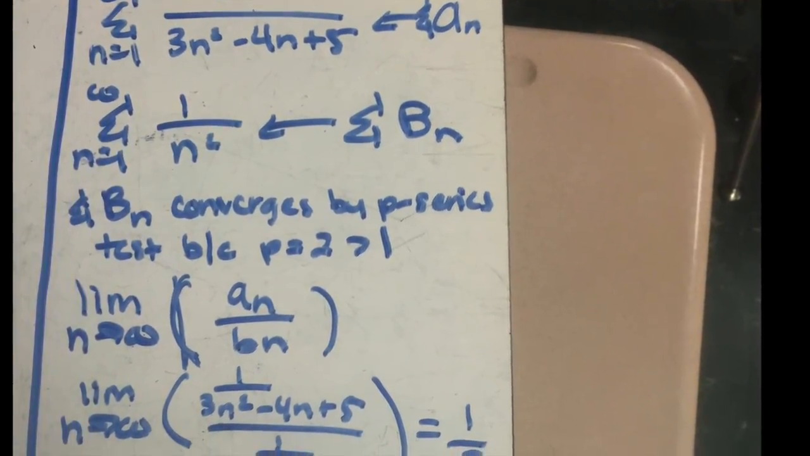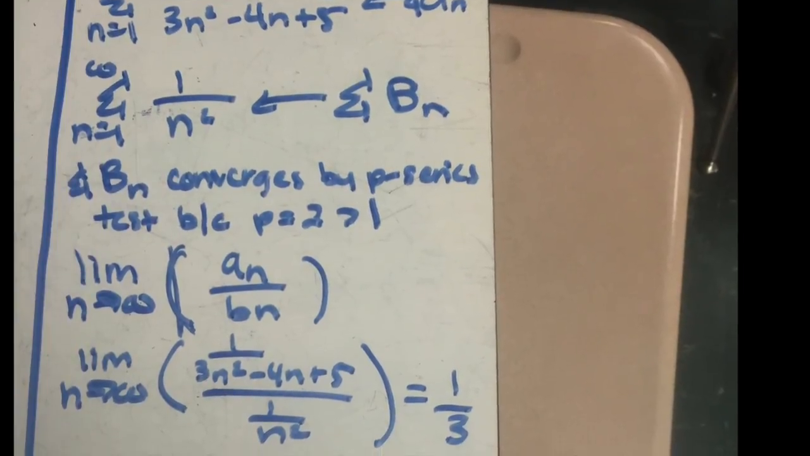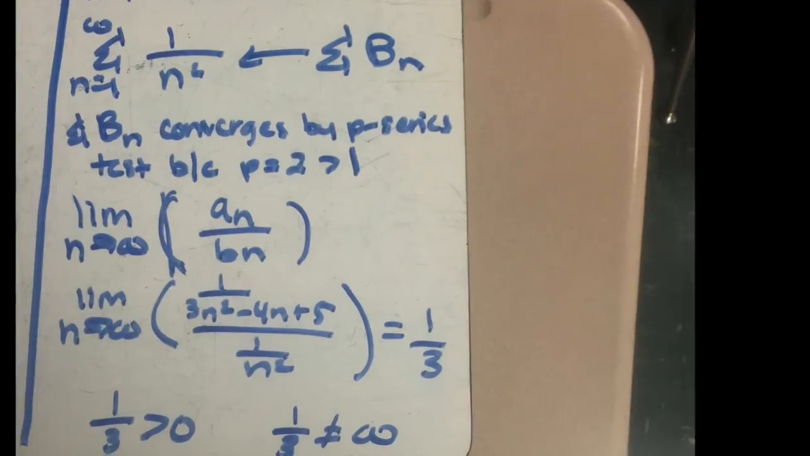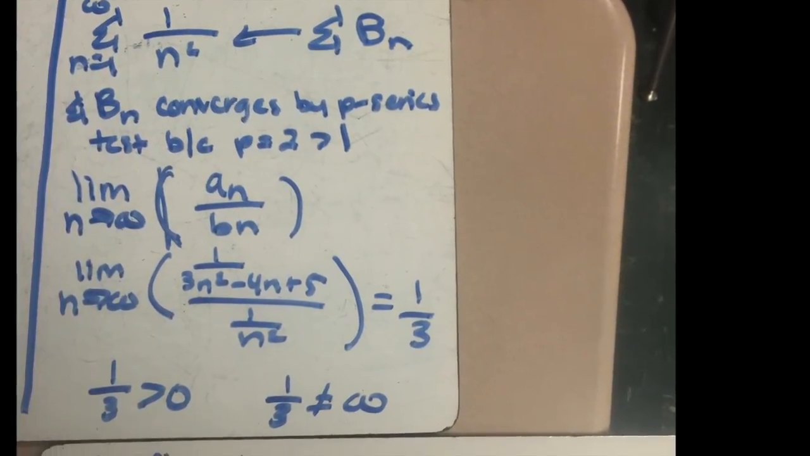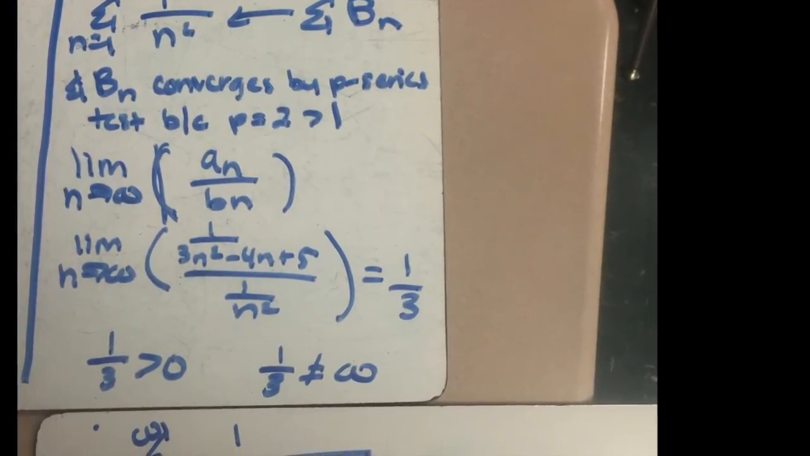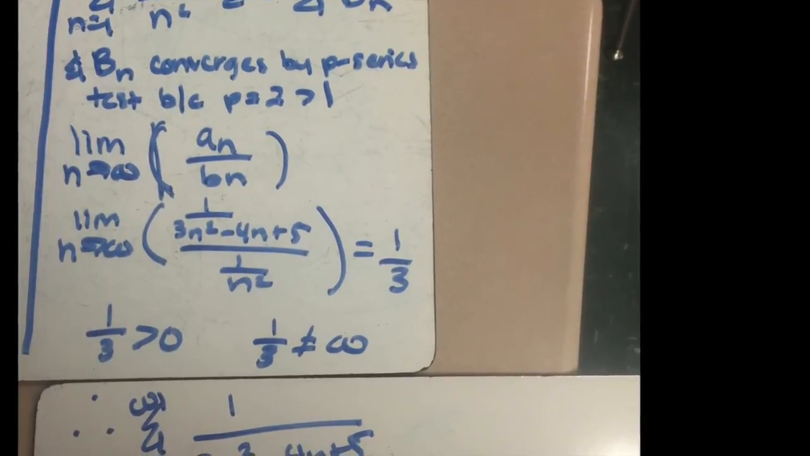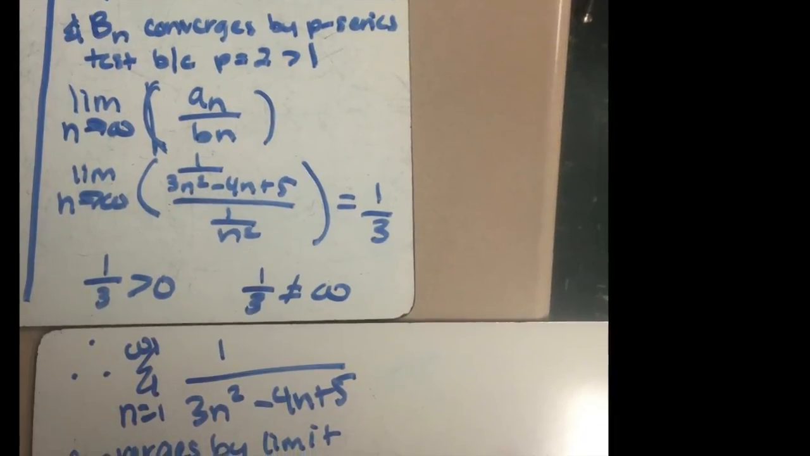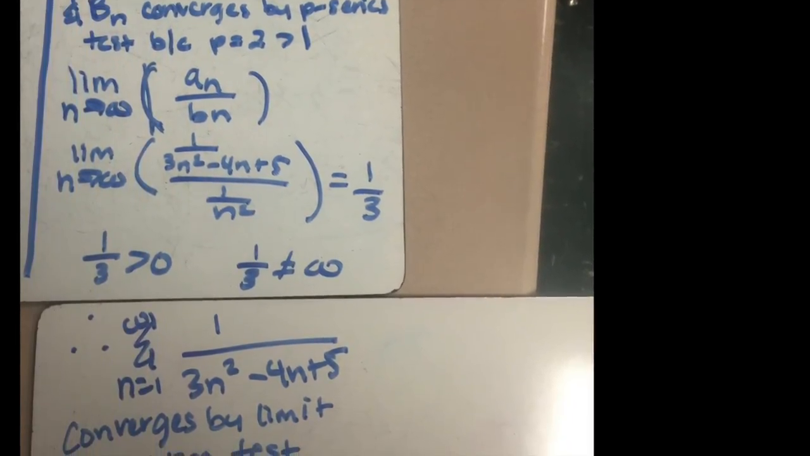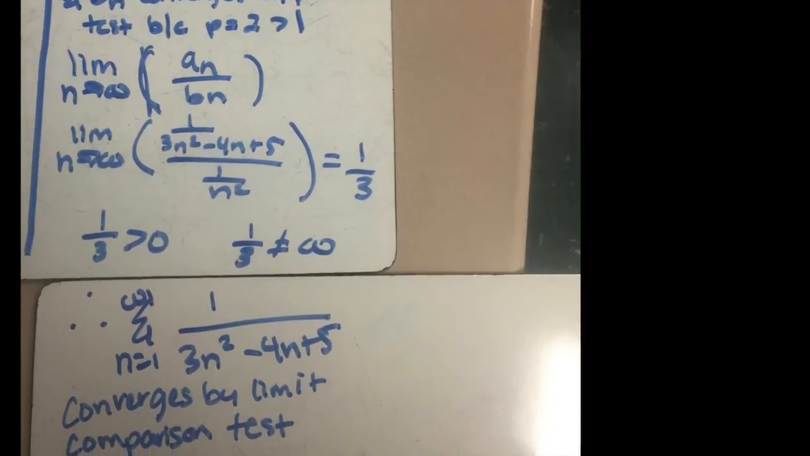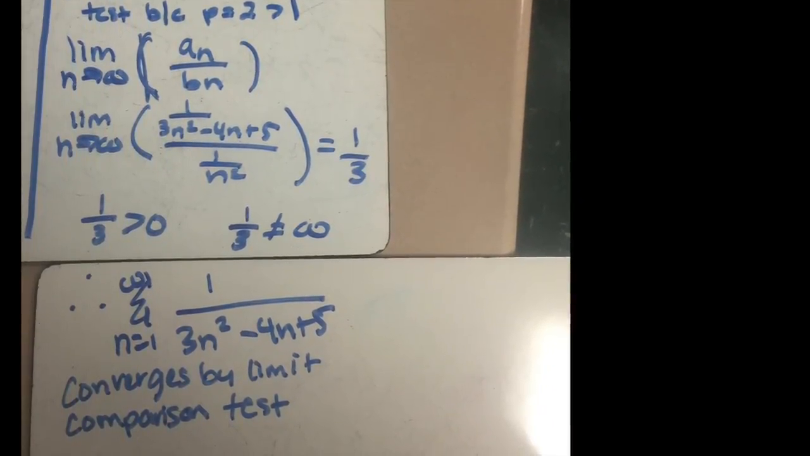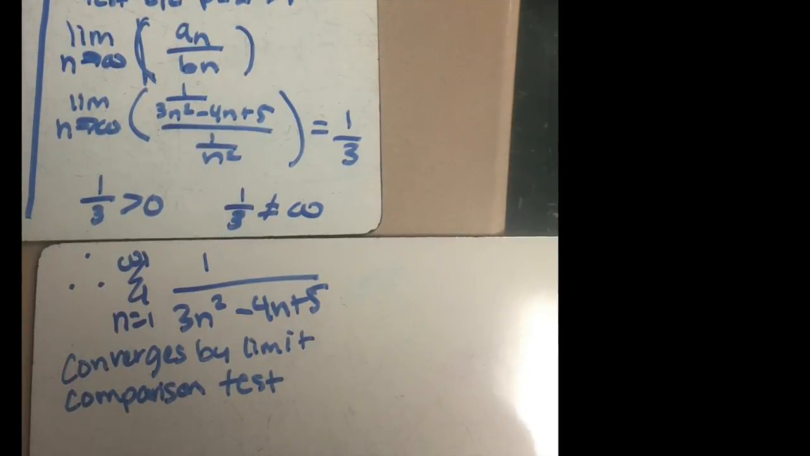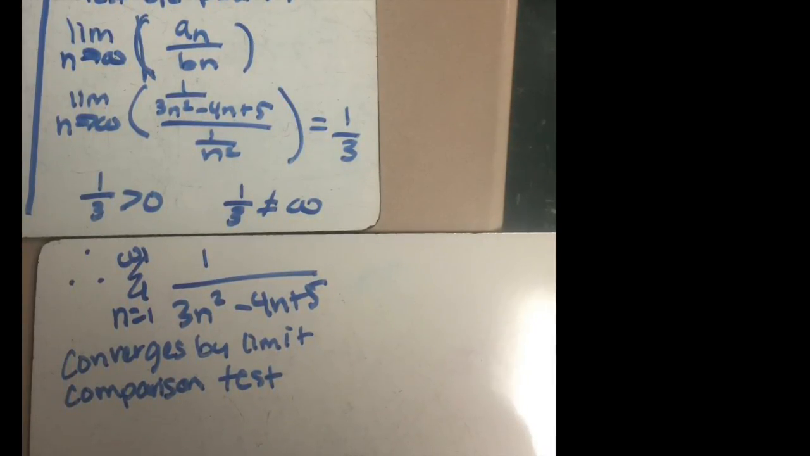And we know that 1 over n squared converges by the p-series test because p equals 2, which is greater than 1, which means it converges. And then we set up the ratio, and we're taking the limit of that ratio, and we get 1/3. And since 1/3 is greater than 0, and 1/3 is not equal to infinity, then both a sub n and b sub n must converge. Therefore, a sub n, which is the original series, converges as well.